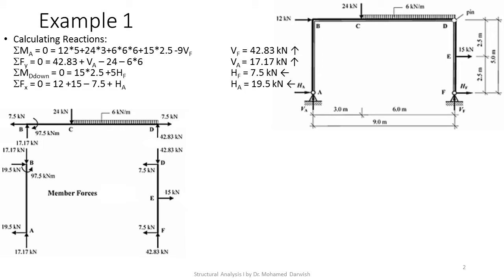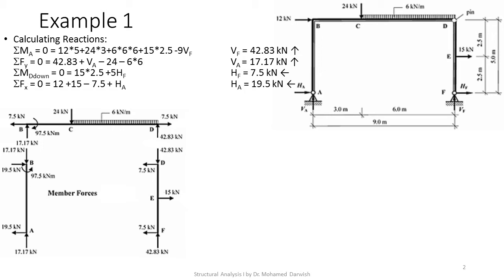Then if you take a section just beside B, we will see a 97.5 kilonewton meter bending that we talked about, and we will see the 17.17 kilonewton coming from the vertical reaction. If we take a section just before D, we will see the 42.83 kilonewton, which is the vertical reaction at F. We will see it as a shear force at D.